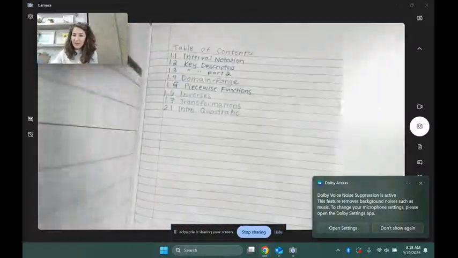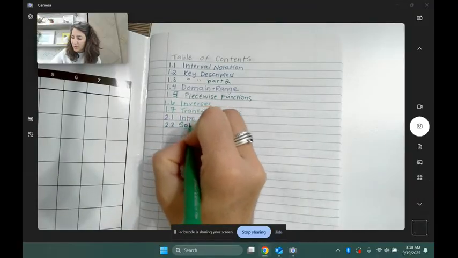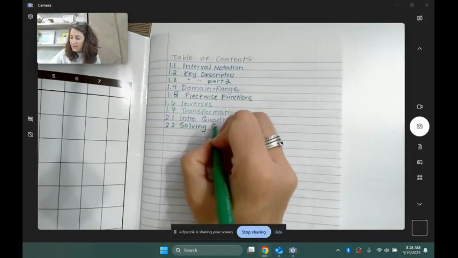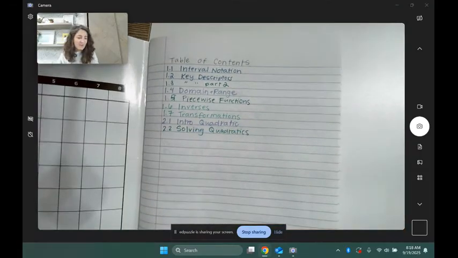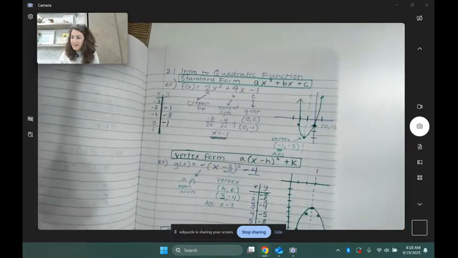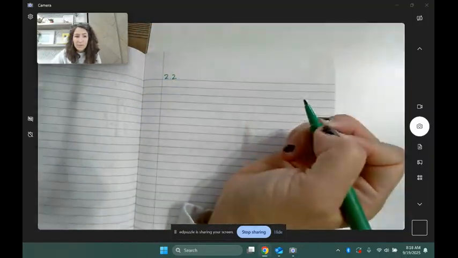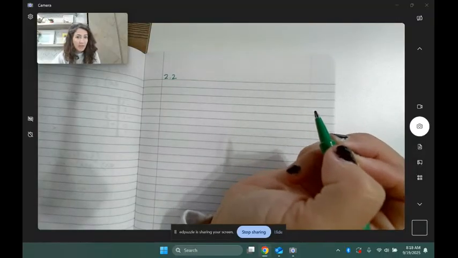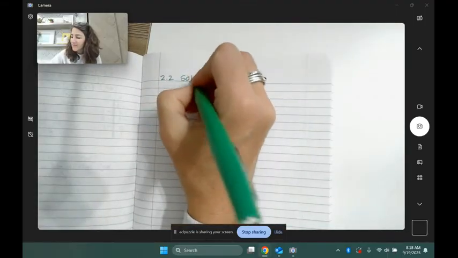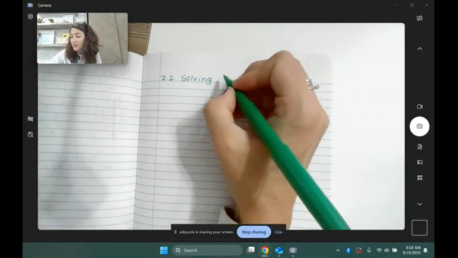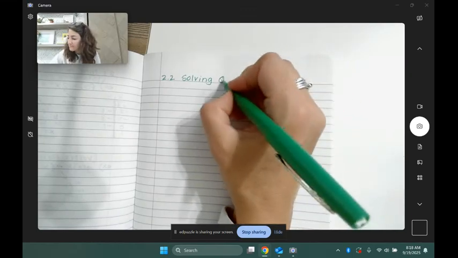Hey pre-calc, here we go with 2.2 solving quadratics. So again, these are some things you maybe have seen in the past. I'm going to do just kind of an overview of the three big methods to solving quadratic functions. Hopefully some of it will look familiar and some of it we need a little refresher on.